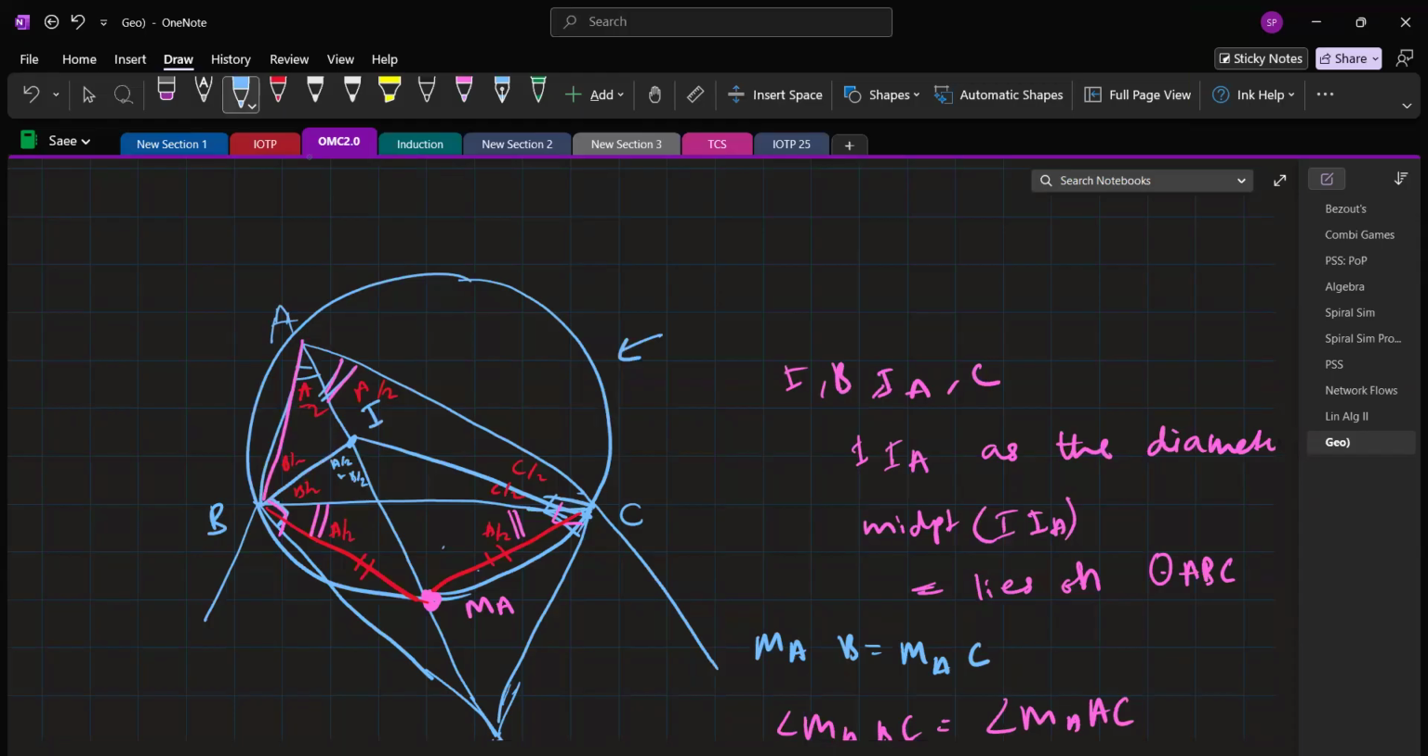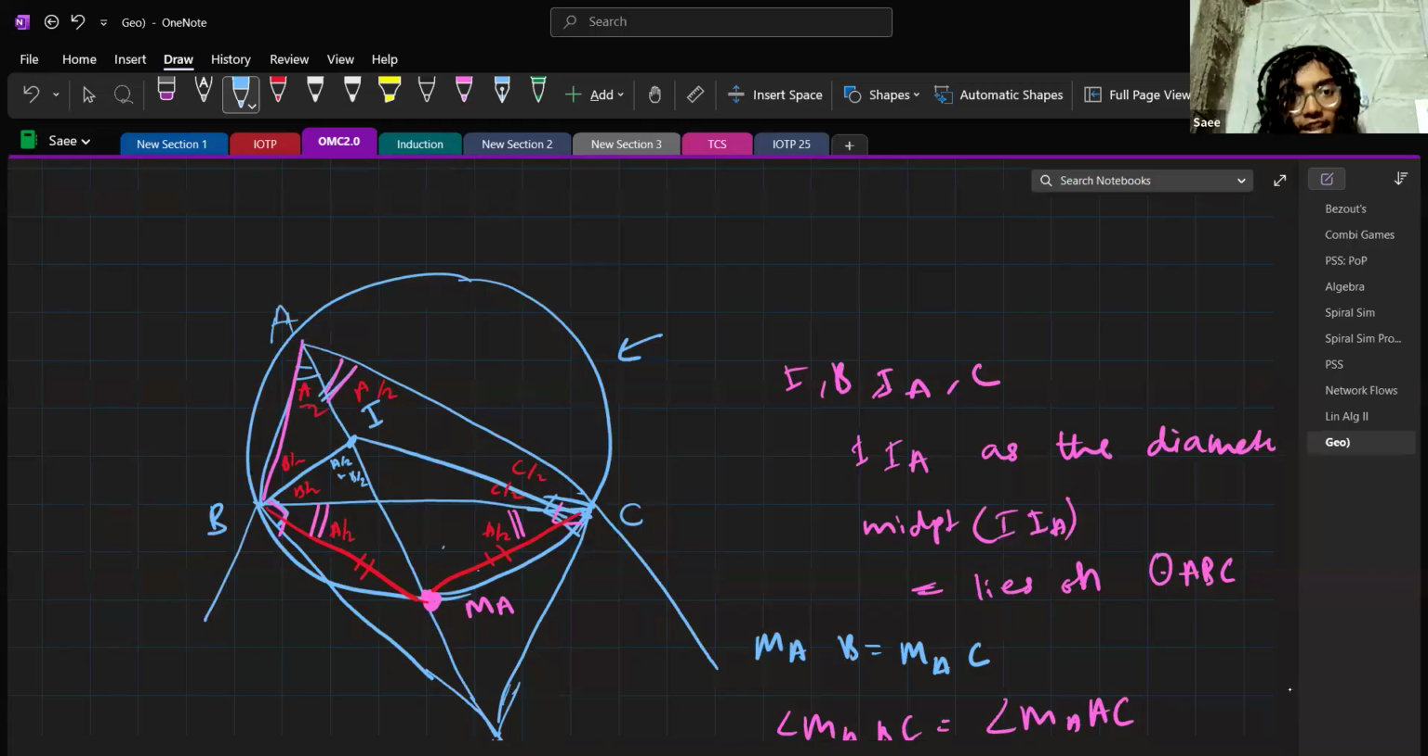Another interesting thing to look at may be the perpendicular bisector of BC clearly passes through MA. And since MA lies on IA, and we know that the center of the circle also lies on line IA, which is only one possible intersection, MA must be the center. Yes, amazing. That's fair enough.